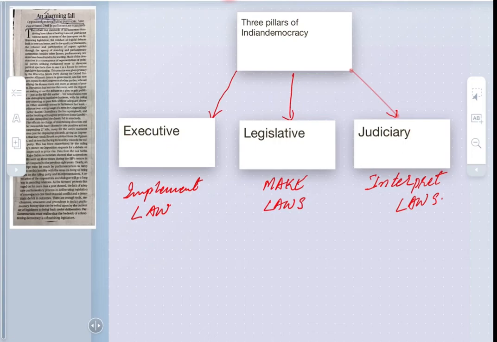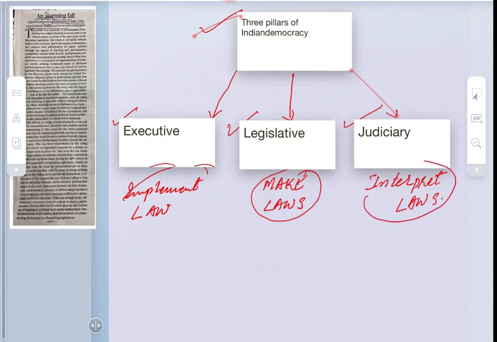Now let's understand another thing. As we all know, the three pillars of Indian democracy are the executive, the legislature and the judiciary. The executive implements law, as we know: the President, Vice President, and the Union Council of Ministers, whose head is the Prime Minister. The legislature, the MPs, make law, and the judiciary interprets laws.